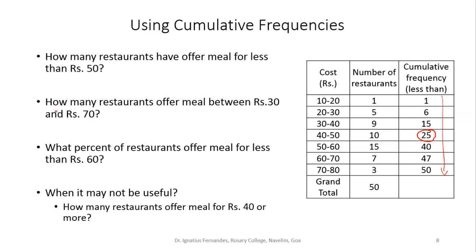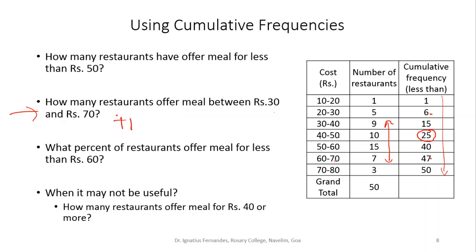Then I want to ask, how many restaurants offer meal between rupees 30 to rupees 70? Now rupees 30 to 70. So 30 to 40 are this, 40 to 50 are this, 50 to 60, and 60 to 70. These are all the restaurants which are giving meal for rupees between 30 to 70. So basically you have to add this. So instead of adding this, you have to just look at 47 minus 6. That is going to be 41.